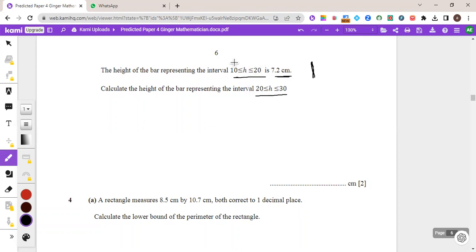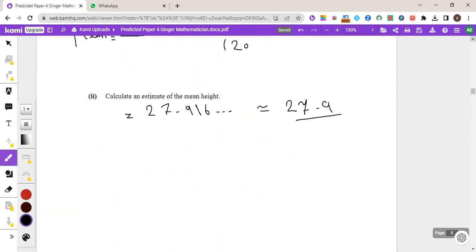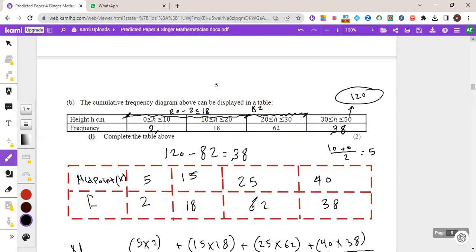Here, for this interval, what is the frequency? 18. And what is the class width? 10. The class width is 10 and the frequency 18. طب how do you know it's 18? Here, في التيبل, it's 18. Okay?